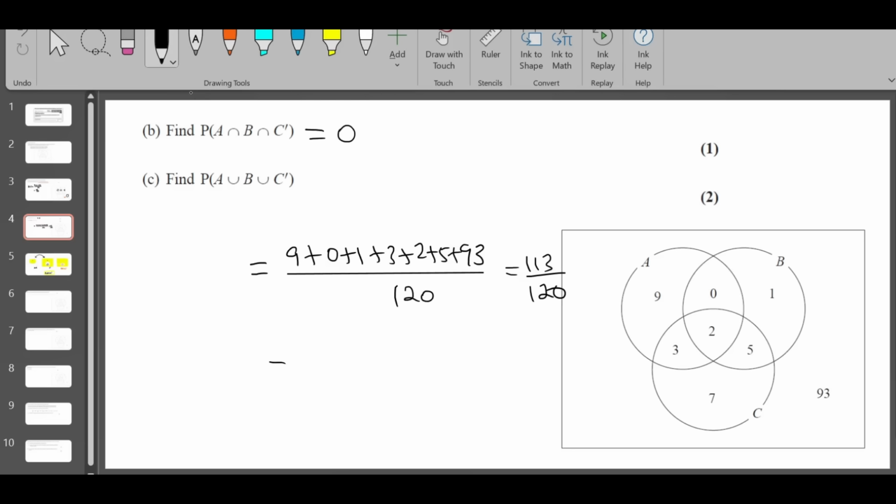Or if you want to use 7, you can write 1 over 7 over 120. This will give you the same answer. That's just a 2-mark question.